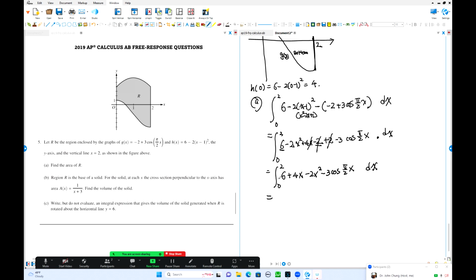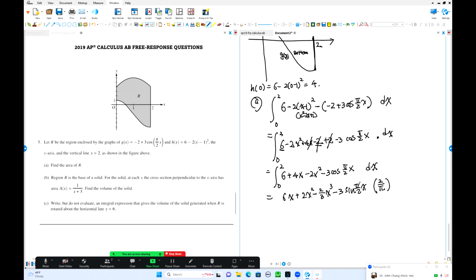Now usually you can find the antiderivative. Antiderivative of 6 is 6x. Antiderivative of 4x is what? Divided by 2 is 2x squared. Antiderivative of this one is what? Plus 1 is 3, so 2 over 3 x cubed. Antiderivative of cosine is what? Sine x, okay? So 3 sine pi over 2x, but you need divided by what? 2 over pi. Are you okay with this?